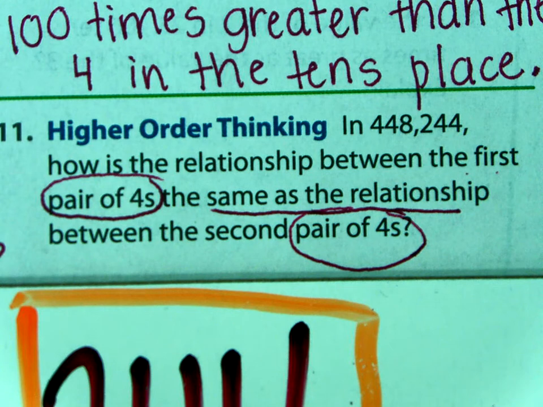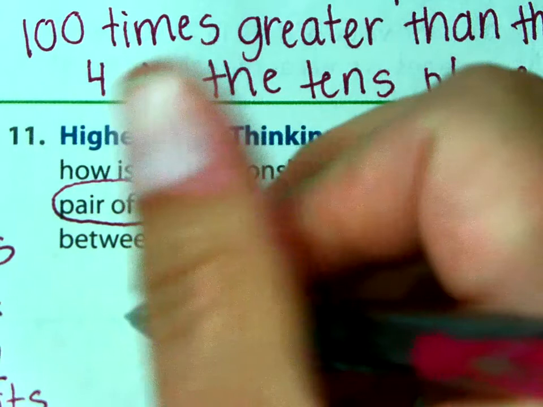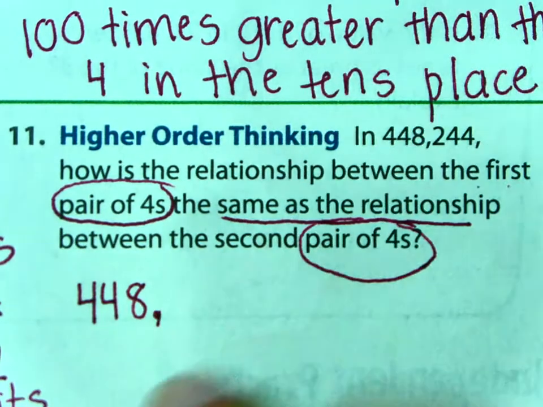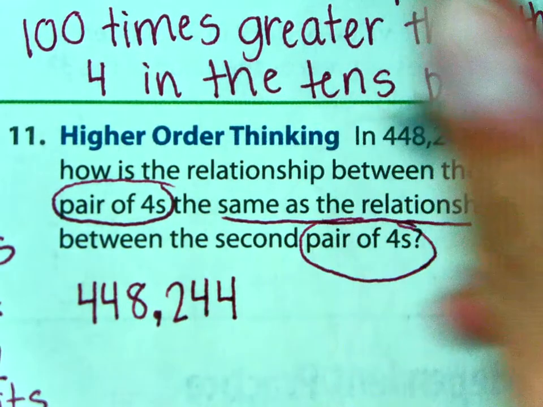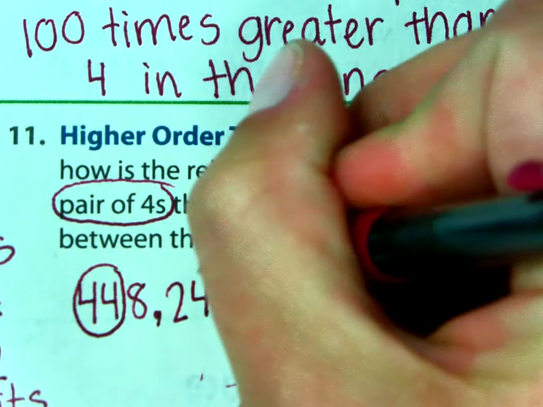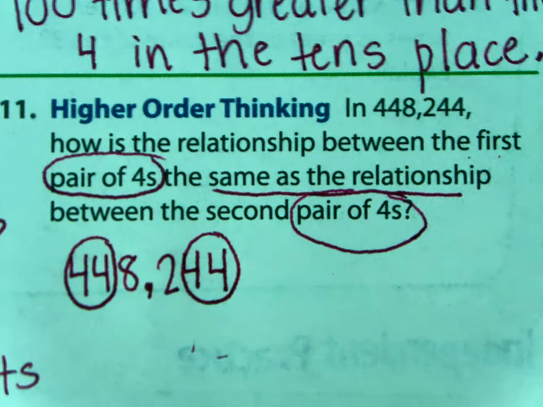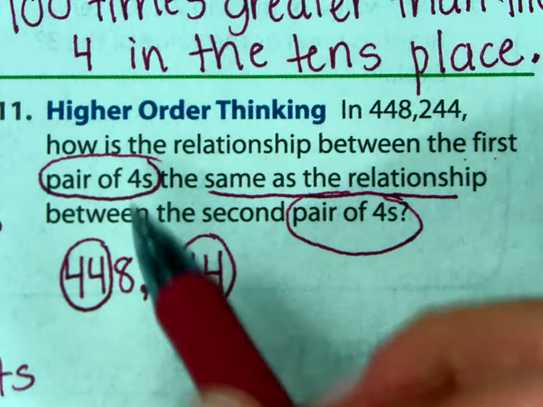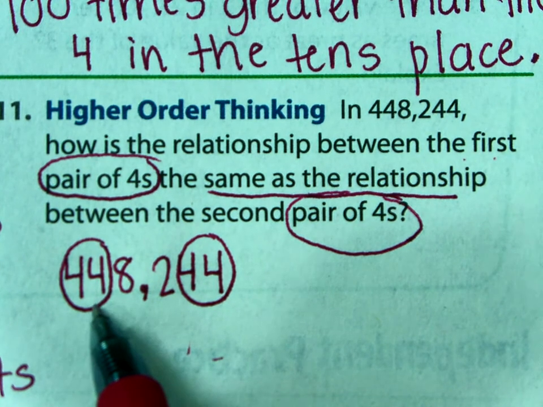Okay. So I'm going to rewrite this one. Again, remember, 448, that was easy. 1,000, 244. And I'm looking at these first pair of 4s and then these 4s. So what's the relationship? I guess what they're asking me about is the whole 10 times greater when we move place values.